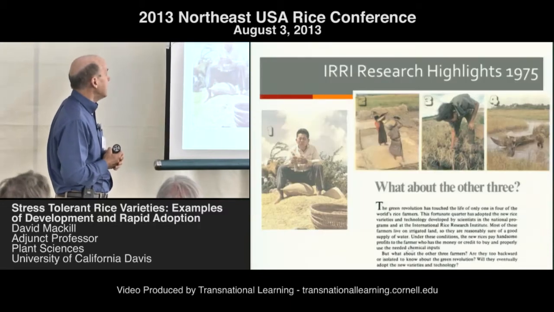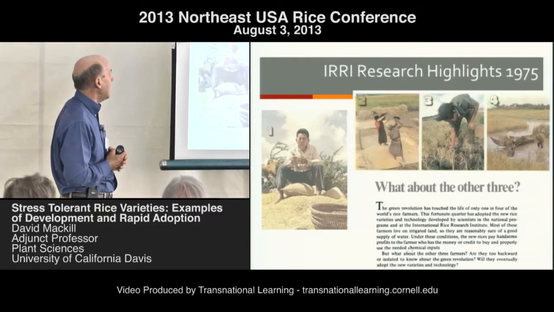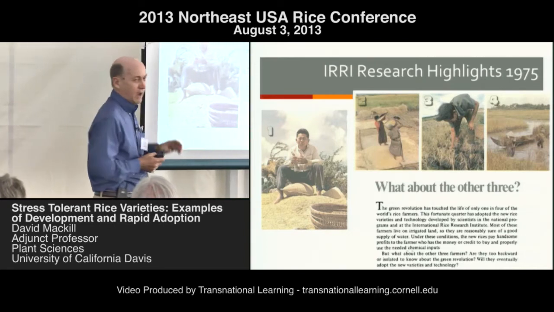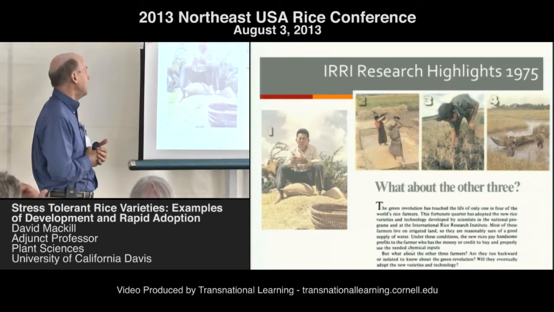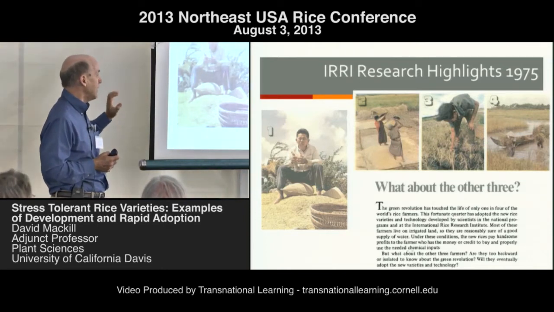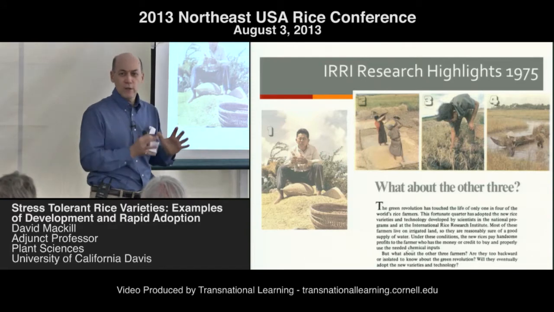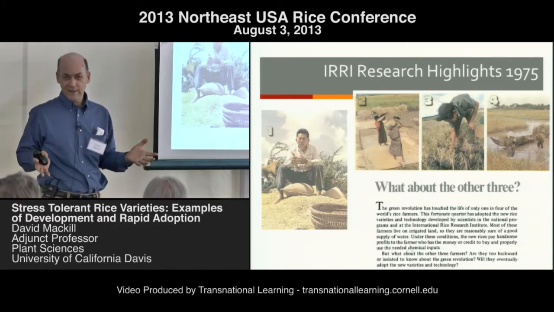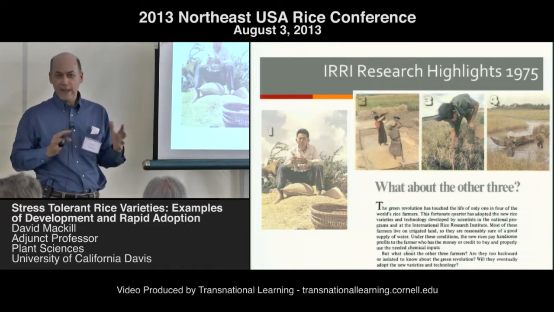And in 1975, Erie came out with a publication in their research highlights, which I remember reading, and it made a big impact on me. At this point, they were saying, okay, the Green Revolution really has only reached about 1/4 of the rice farmers in Asia. So what about the other 3/4? What happened to them?